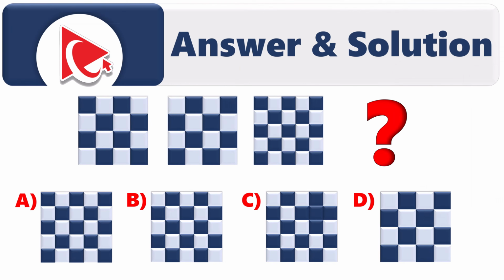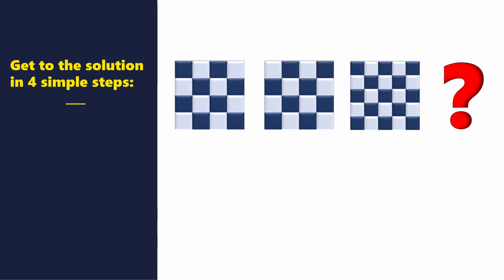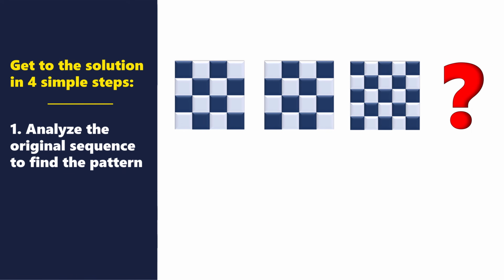Our goal is to get to the solution in 4 simple steps. Let's start with step 1. In step 1, we need to analyze the original sequence of squares to find the pattern. Let's take a close look at what we have.